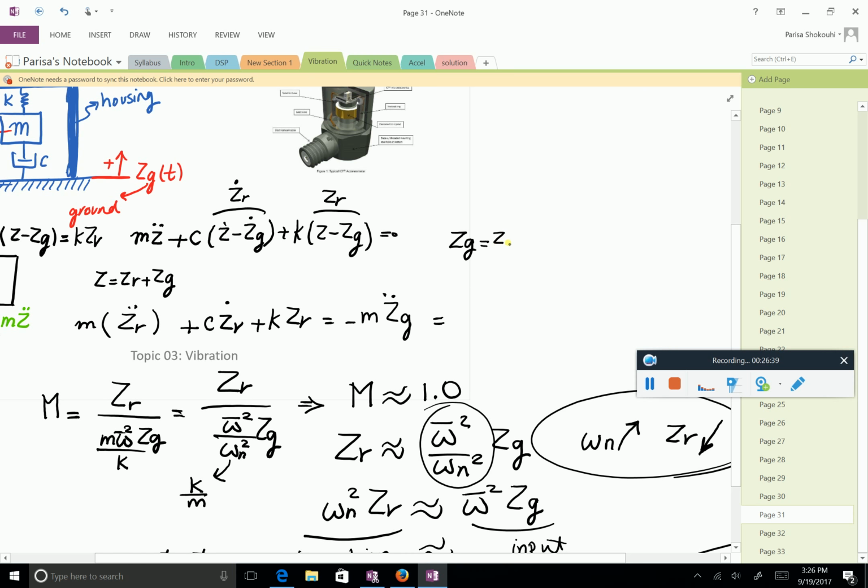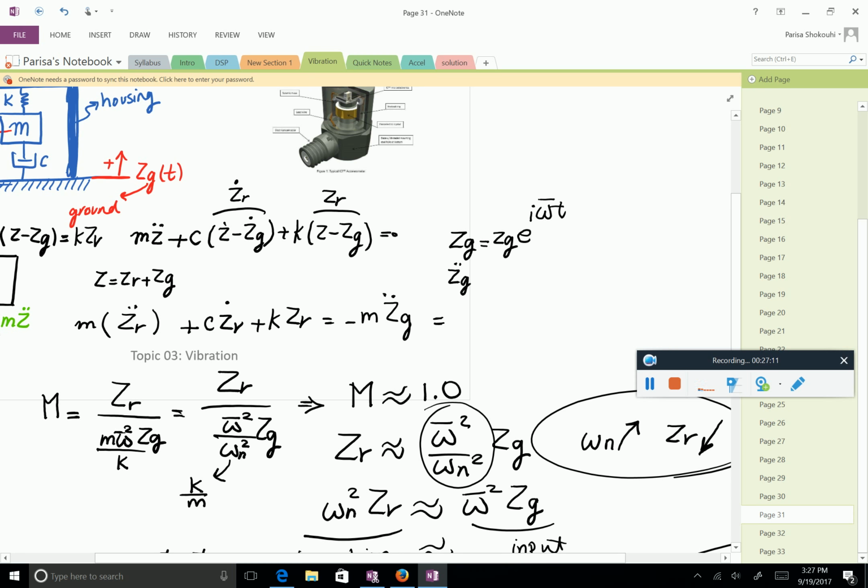Okay? And then let's assume that the ground motion is harmonic. So it has some amplitude and some frequency. And you all have to be comfortable when we go from displacement to velocity or acceleration. Whenever we go from displacement to acceleration, it becomes negative, and then omega squared will come on the front.